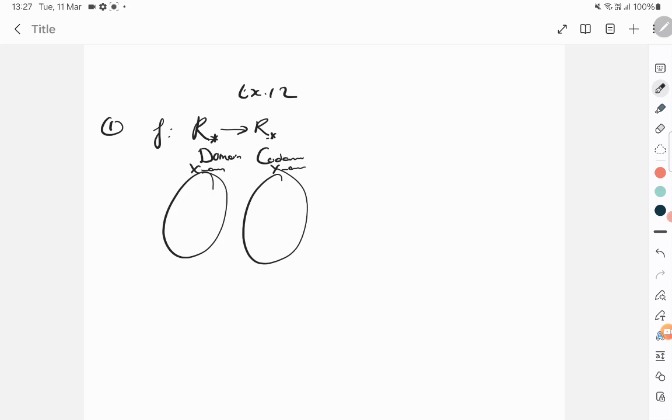It says R star, where R star indicates non-zero real numbers. Simply because the question is f of x is equal to 1 by x, you know that x cannot be equal to 0. That's the reason why they've specified it as non-zero real number. Okay, so that explains it. You have to prove that this is 1 to 1 and onto.